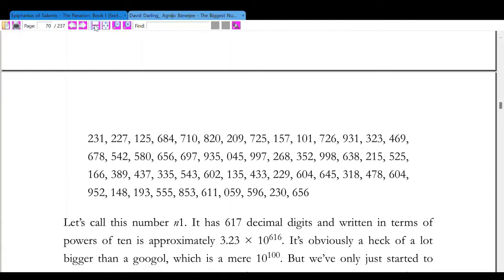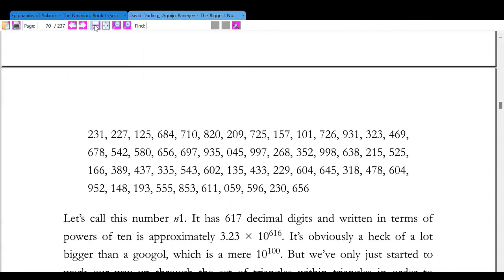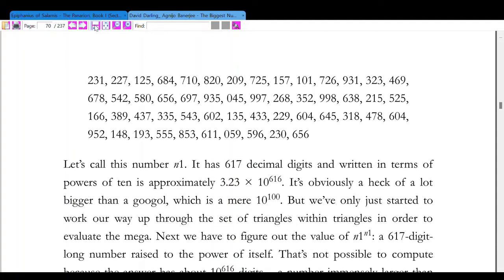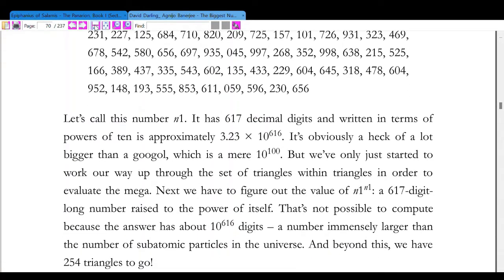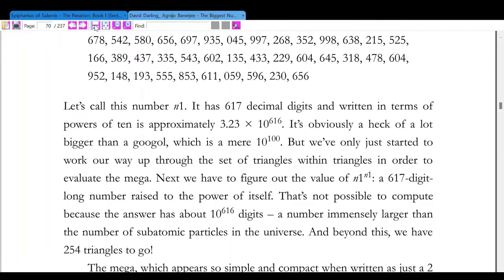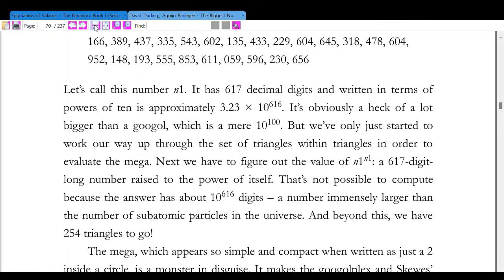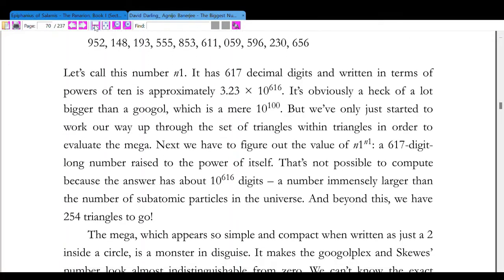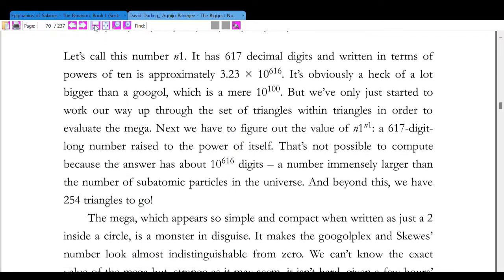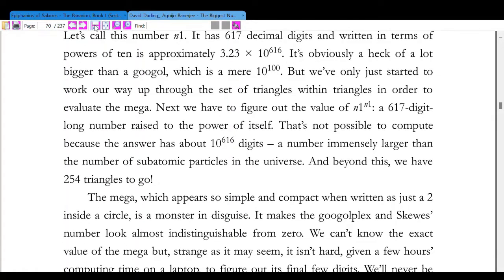Let's call this number n1. It has 617 decimal digits, and written in terms of power of 10 is approximately 3.23 times 10 to the 616. It's obviously a heck of a lot bigger than a googol, which is a mere 10 to the 100. And we've only just started to work our way up through the set of triangles within triangles in order to evaluate the mega.